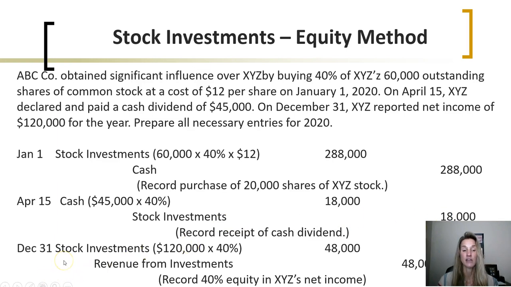Finally, at the end of that year, when XYZ reports income of $120,000, ABC is really earning 40% of that. Thus, we will increase the investment by the percentage of our ownership of the income of $120,000, or $48,000, and record the revenue of $48,000. Thus, the original investment is decreased by any dividends that are paid, but increased by our share of the investee's income.